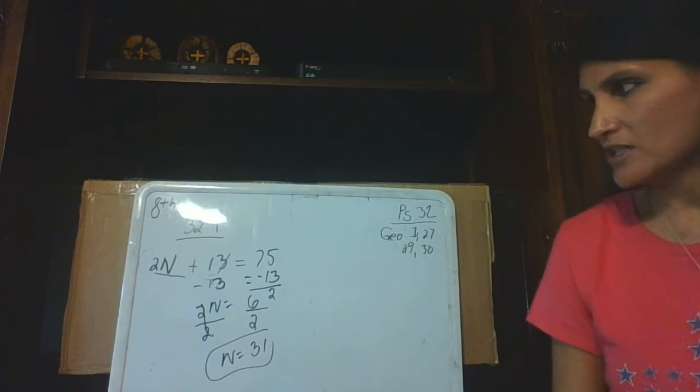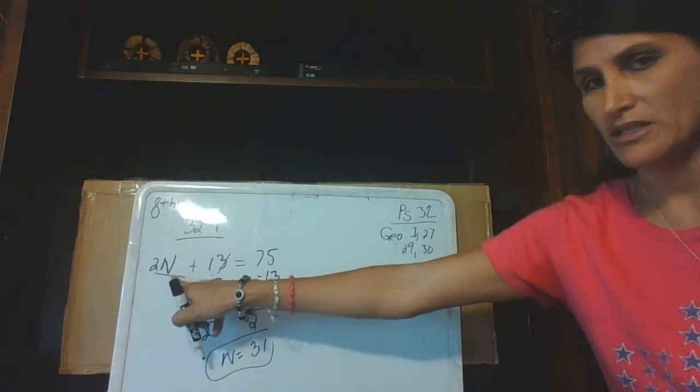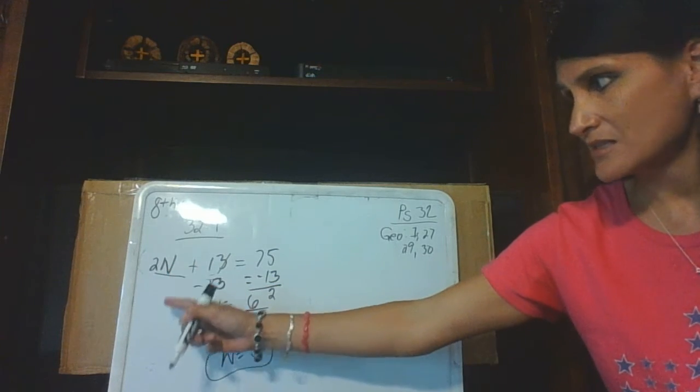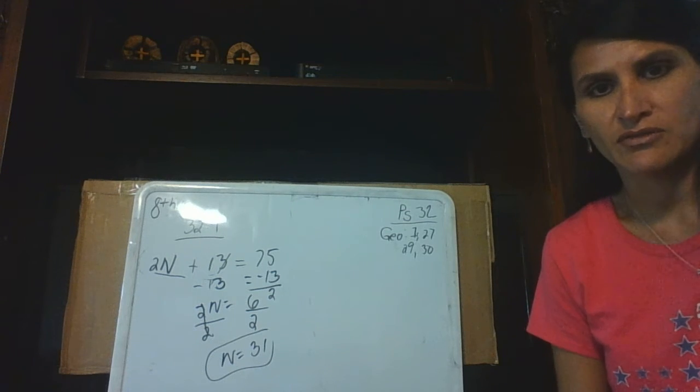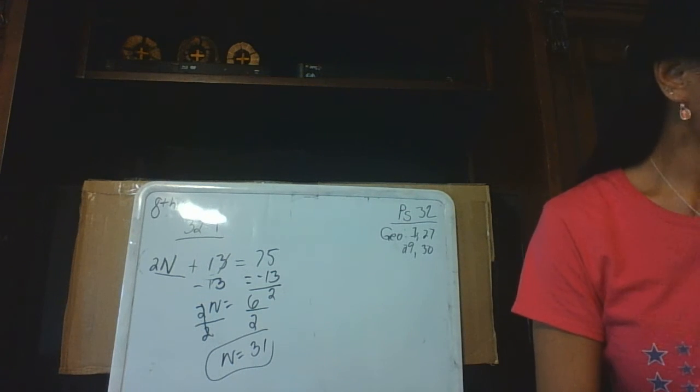Now in order to know if you did it right, all you have to do is take 31 and plug it in. 2 times 31 is 62. 62 plus 13 indeed equals 75. So you know it was solved correctly. Alright, let's go to the next example.